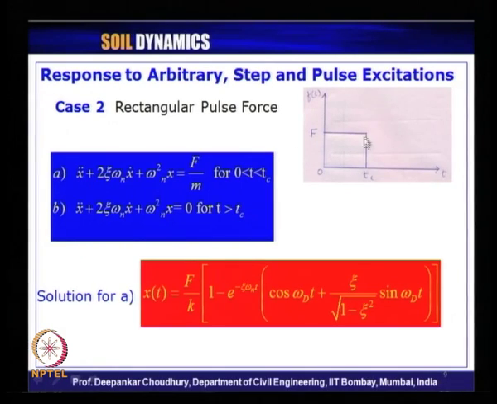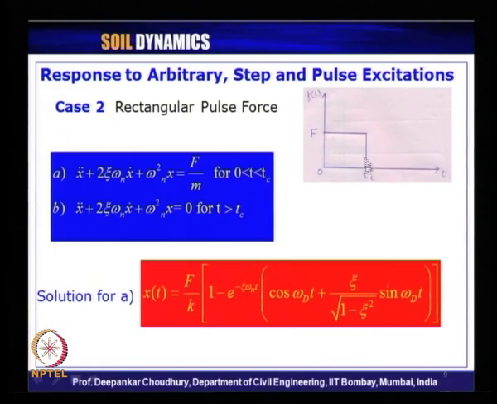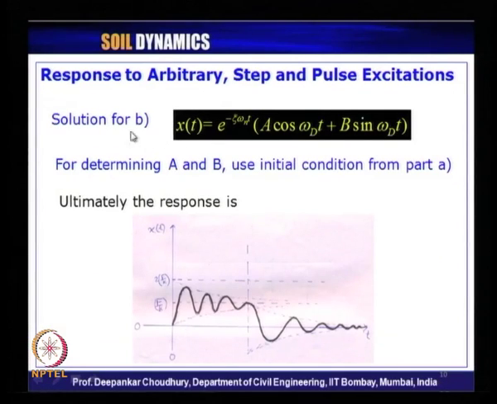The first one is a forced vibration, f by m, for a time up to t c. Beyond time t c, it is nothing but a case of free vibration, and the complete solution for part A we have just obtained. For part B, to obtain these 2 constants A and B, what did we use? The initial conditions came from the solution of part A: at t equals t c, whatever the values of x of t and x dot of t are, those are the initial conditions for our second part of the equation, for free vibration.